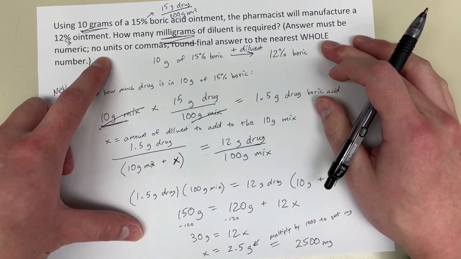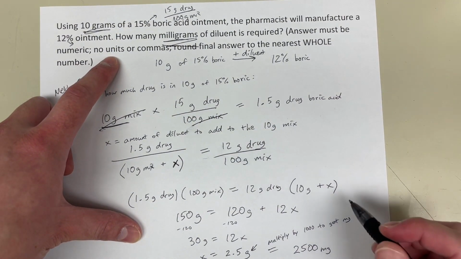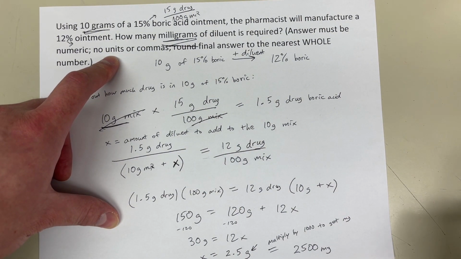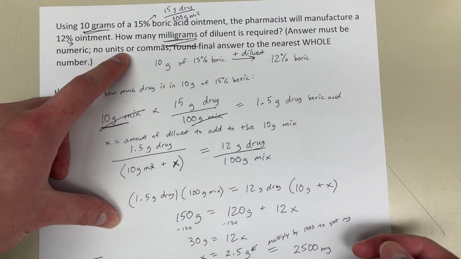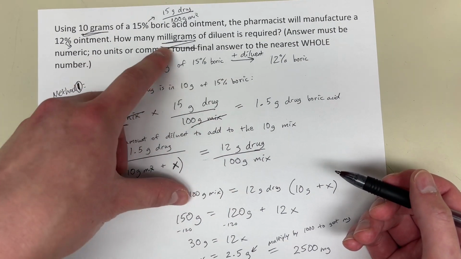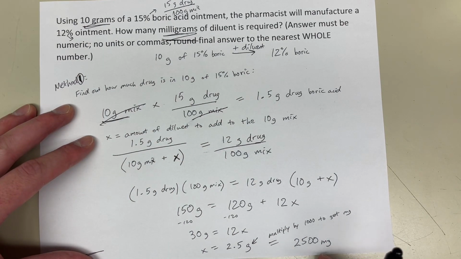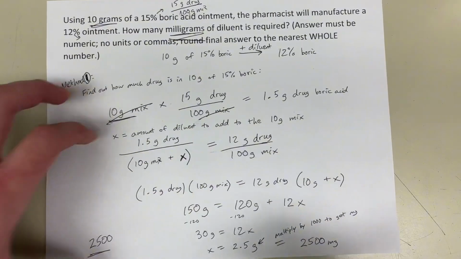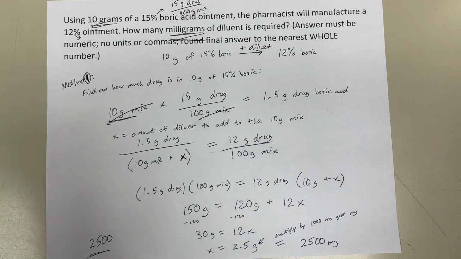And make sure to follow the instructions. So they want a numeric answer, no units or commas, because it's a fill in the blank on the computerized NAPLEX exam. So it's asking you what to type in. So you don't put in any units because they always want it in milligrams anyway. And round the final answer to the nearest whole number. And it's already a whole number, so you don't have to do anything with that. So on the computer, you're going to type in 2500, and that's your answer. Right, so that was method 1. If you understand that method, stop the video now. You don't need to go any further.